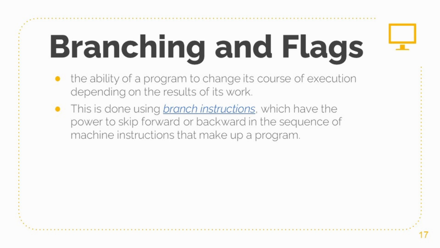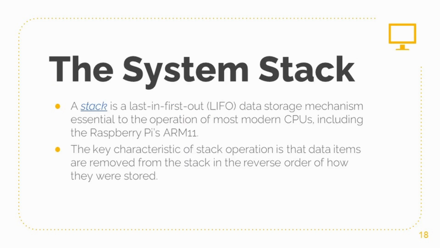By using branch instructions and condition codes, programs can implement decision-making logic, loops, and other control flow constructs, enabling them to perform complex tasks and respond dynamically to changing conditions during execution. Branching is essential for implementing control structures like if statements, while loops, for loops, switch statements, and function calls in high-level programming languages.